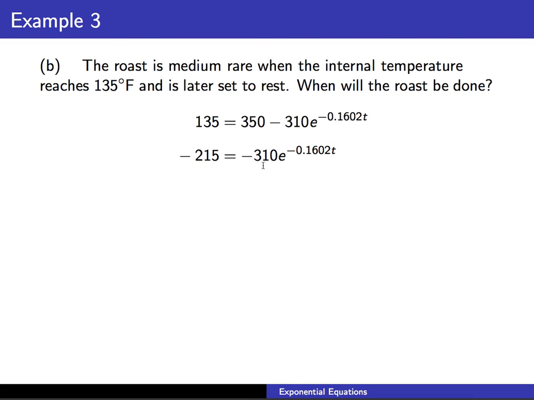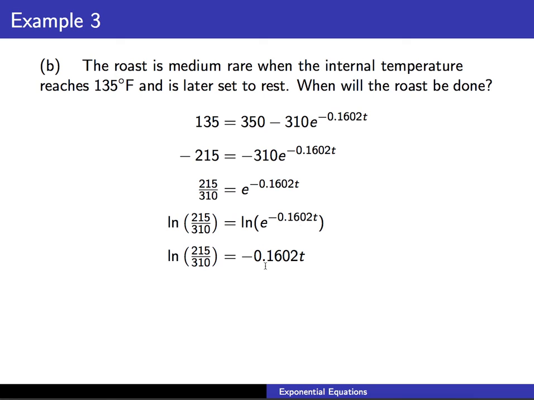We can then divide both sides by negative 310. And again, if you want to, you can reduce this, but it's not necessary. We'll take the natural log of both sides since we are using base e. And the natural log of e to the negative 0.1602t is just negative 0.1602t. And then we'll take the natural log of 215 over 310 divided by this negative 0.1602, and you should get roughly about 2.28 hours. So roughly about 2.3 hours, or about 2 hours and 18 minutes after the roast was initially put inside the oven.